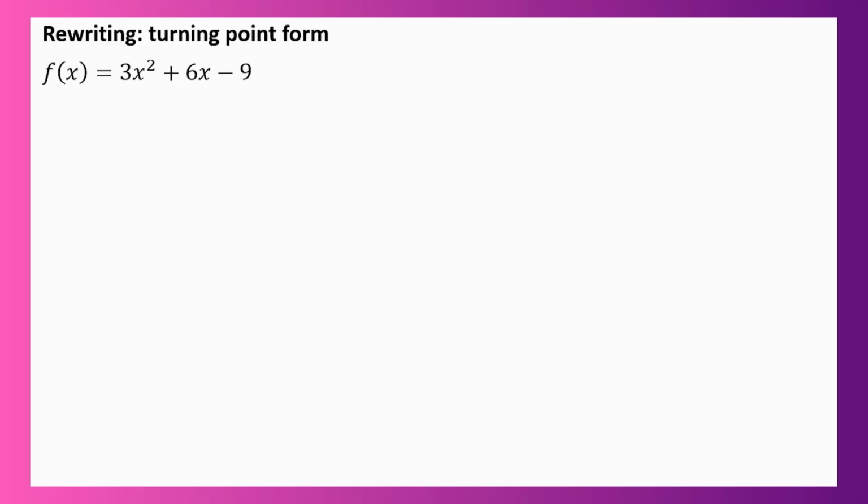In this video, we're going to look at how we are going to go from standard form to turning point form. This is, of course, now with a parabola. So just a reminder, standard form is y = ax² + bx + c, whereas turning point form is y = a(x + p)² + q.